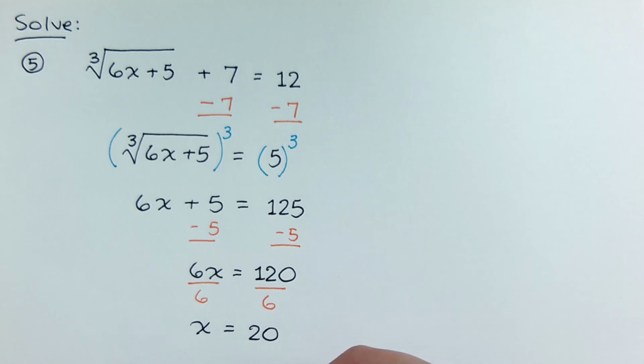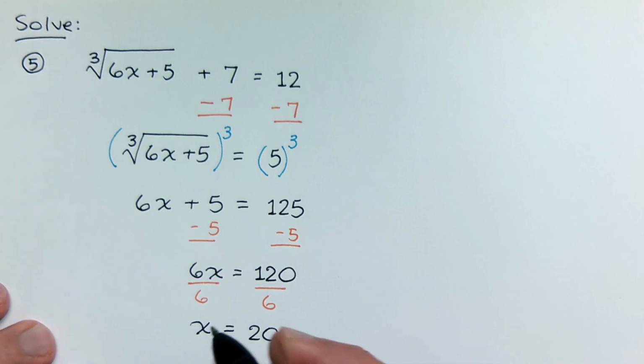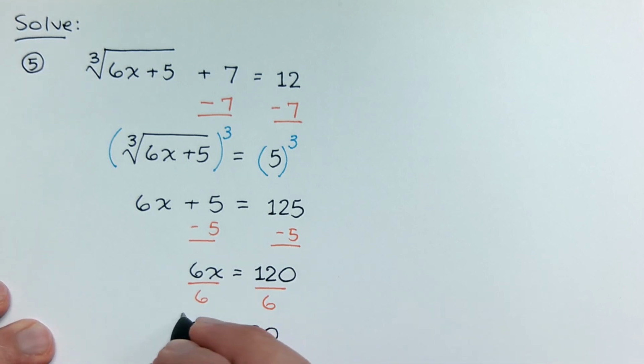And that is it. There is nothing else that we need to worry about doing. You could check this, but again, if you have something like a cube root or an odd indexed radical, the answers you get should be fine. It's when you have something like a square root that you really need to go back and check your work. So x equals 20 is it.